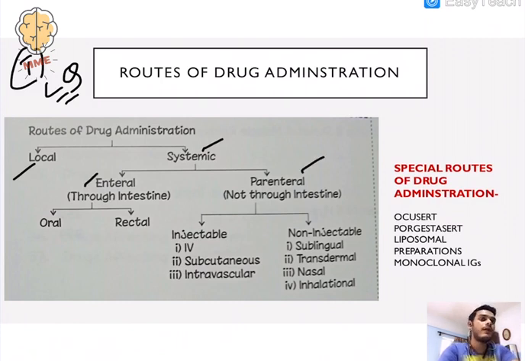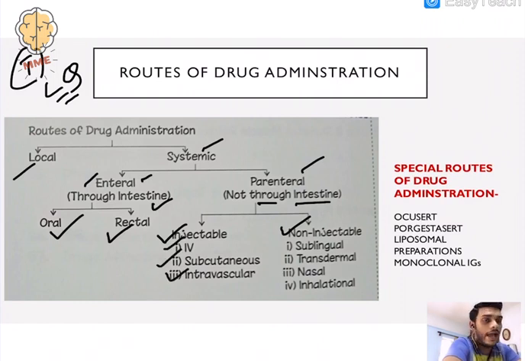The enteral route, what do you mean by enteral? Enteral means through the intestine, and the enteral route includes the oral route and the rectal route, and the parenteral route means not through the intestine. These are again divided into two subtypes, which are injectable parenteral routes and non-injectable parenteral routes. Injectable parenteral routes include the intravenous route, subcutaneous route, and intravascular route. And the non-injectable routes include the sublingual, the transdermal, the nasal, and the inhalation routes.